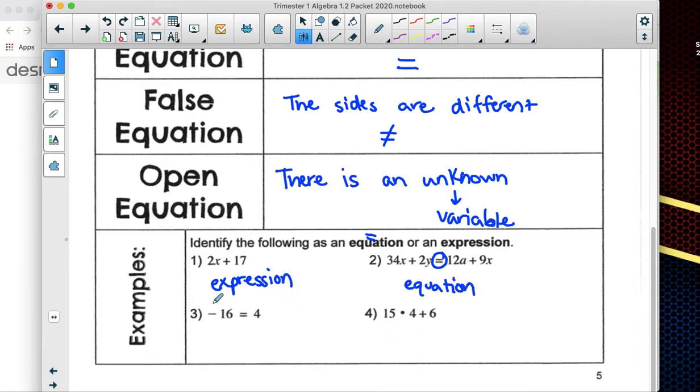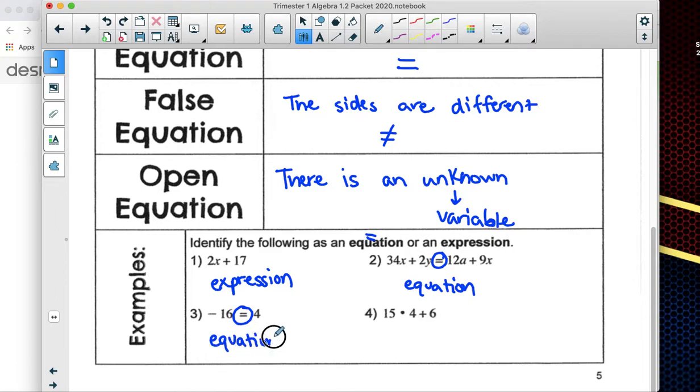Now this next one, number 3, can be a little tricky because it says -16 equals 4. Well, we know -16 and 4 are not the same. They're two very different numbers. But there is this equal sign. So because there is an equal sign, that means it is an equation.